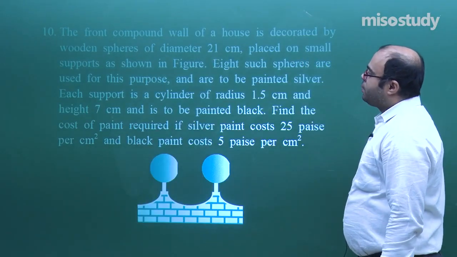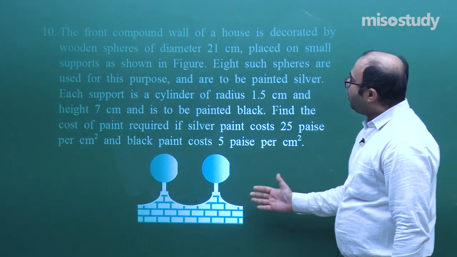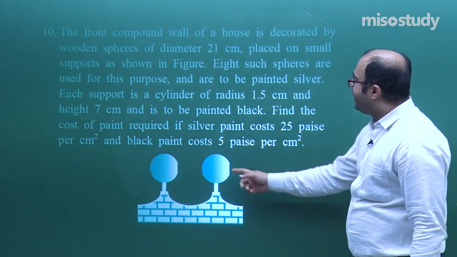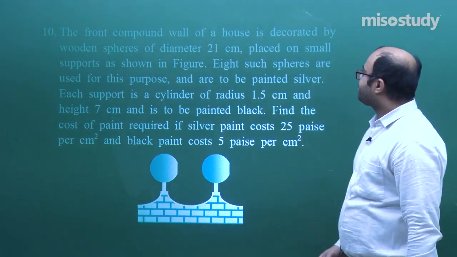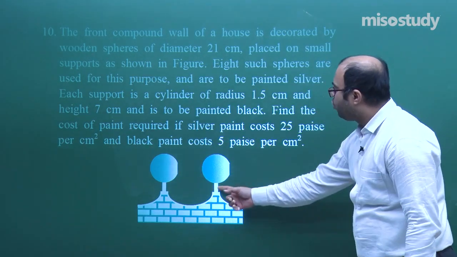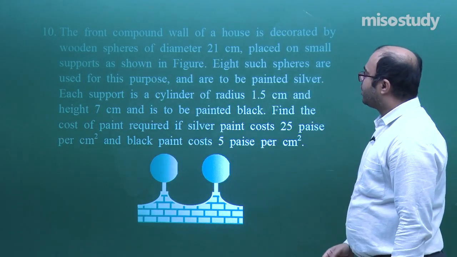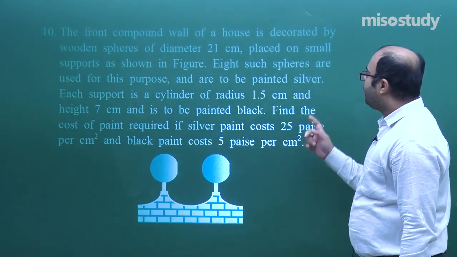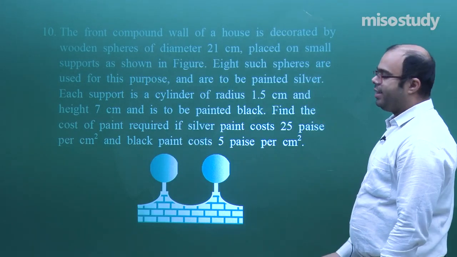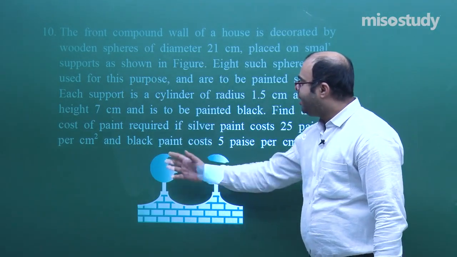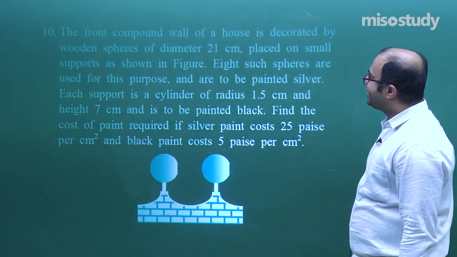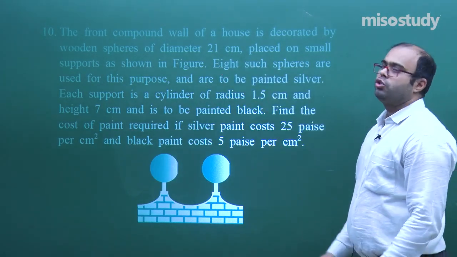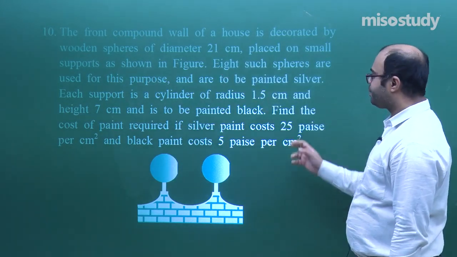It is also of 6 marks. The front compound wall of a house is decorated by wooden spheres of diameter 21 centimeter placed on small supports as shown in figure. 8 such spheres are used for this purpose and are to be painted silver, right. So these spheres are 8 in number and they have to be painted silver, and the diameter of the sphere is 21 centimeter. So, radius is 21/2.